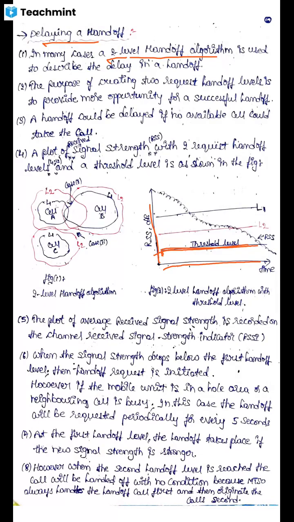At the threshold level, the handoff could be delayed if no available cell could take the call. So if we apply the threshold here, we don't know whether there is availability of cells or not. If there is no availability of cells, then it becomes a failure handoff. Handoff cannot be applied there. So to avoid this condition, we go for a two-level handoff algorithm.